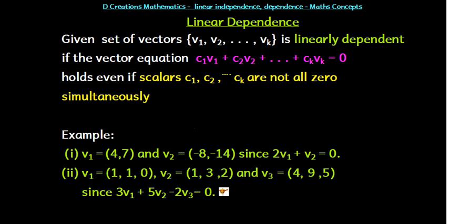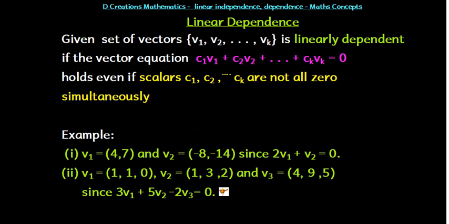V1 is given as 4, 7. V2 is given as minus 18, minus 14. Now you can clearly see that if you multiply vector V1 by 2 and add to it vector V2, you are going to get 0. In fact, this brings us to another important corollary, that if one of the vectors is a scalar multiplication of the other vector, together they form a linearly dependent set.